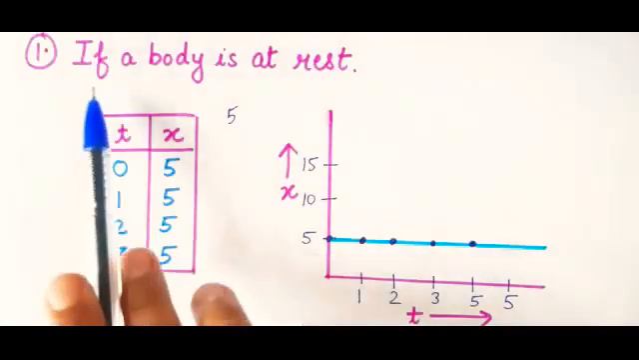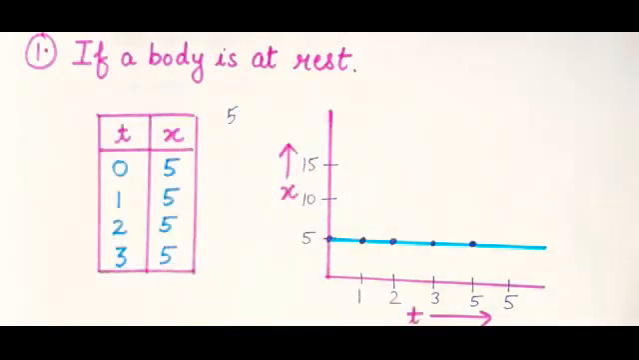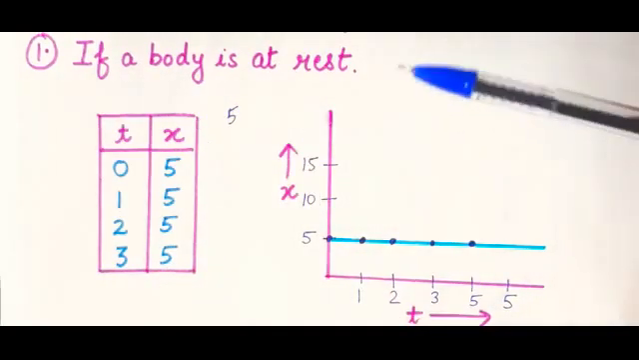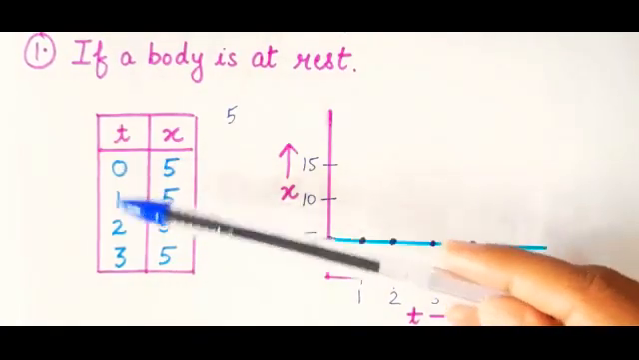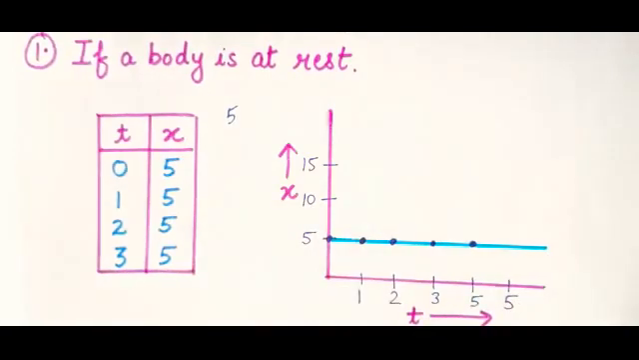Now the first case is if a body is at rest, meaning there is no change in the position of that body. Before drawing any graph, first of all draw a table. It is a distance time graph, so write t for time and x for distance. The time interval will start from 0, 1, 2, 3 and so on. Now coming to the distance, you can take any distance because the body is at rest, which means there is no change in position of that body. It is at a constant place.